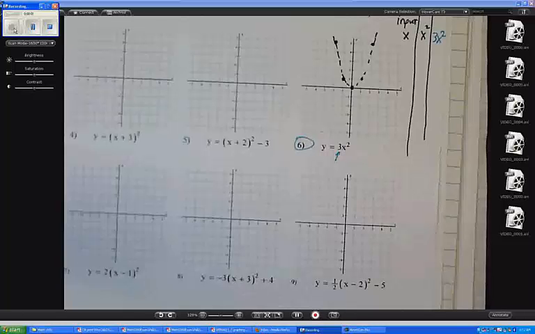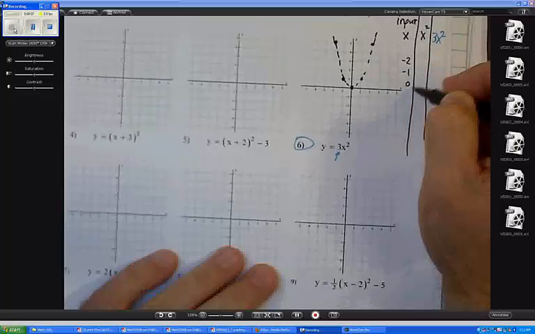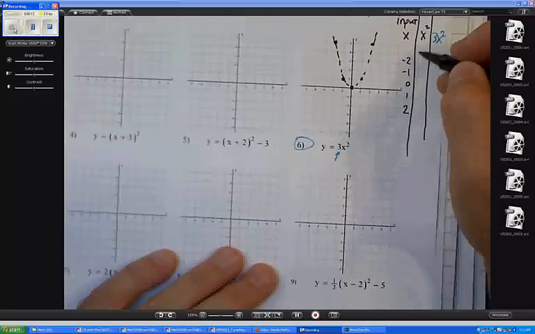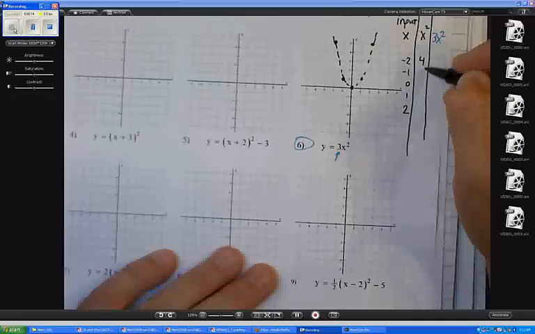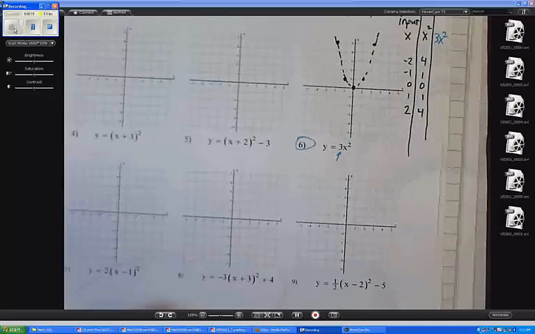I think this is important for you guys to see. So some of the inputs that I just used, I used -2, -1, 0, 1, and 2. Right? Well, when I compute x squared, I guess I get 4, 1, 0, 1, and 4. But when I go to compute 3x squared, what happens? Well, you're multiplying everything by 3. Am I multiplying the inputs by 3, or am I multiplying the outputs by 3?